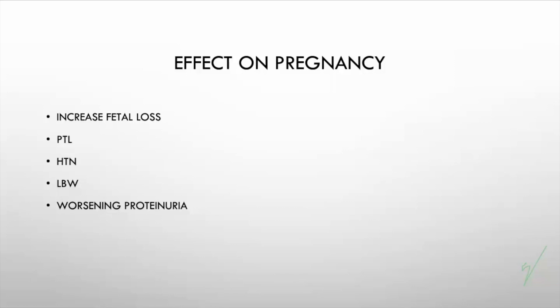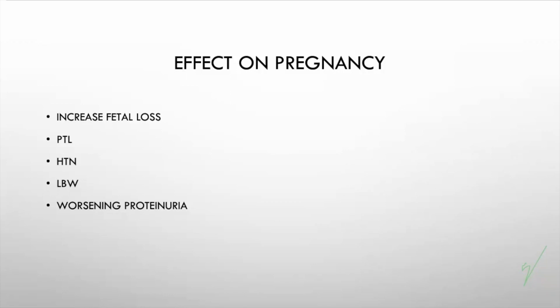Always remember when you're dealing with a patient that has renal disease, that those patients can present with hypertension or preeclampsia. They can present with worsening proteinuria or renal insufficiency. They can present with anemia, so they have hemolytic anemia due to hemolysis. The effect of the disease on the pregnancy can cause preterm labor, IUGR, low birth weight, and stillbirth, and they can present with end-stage renal disease.